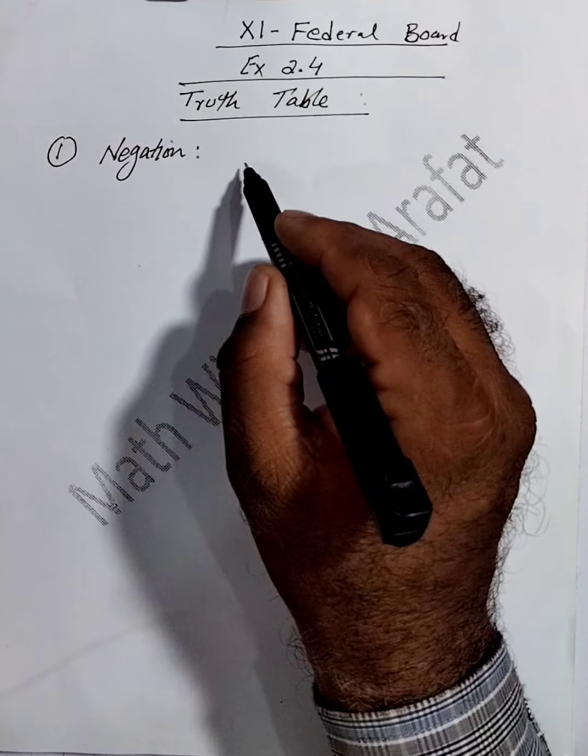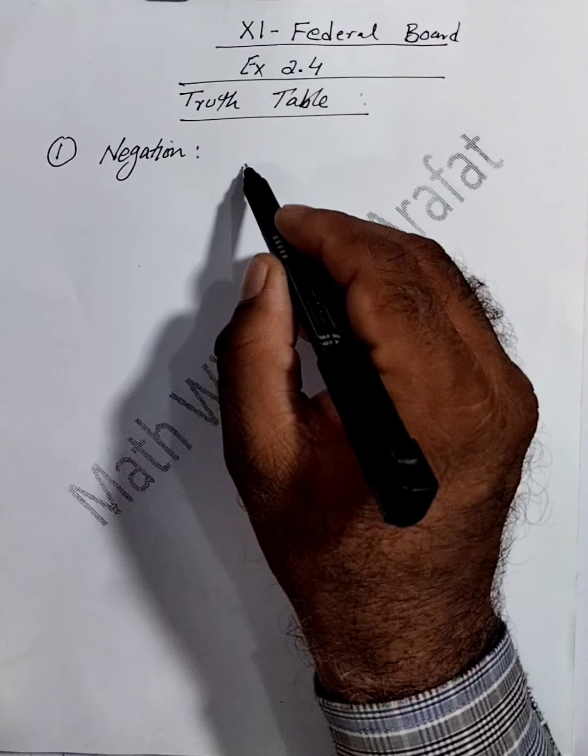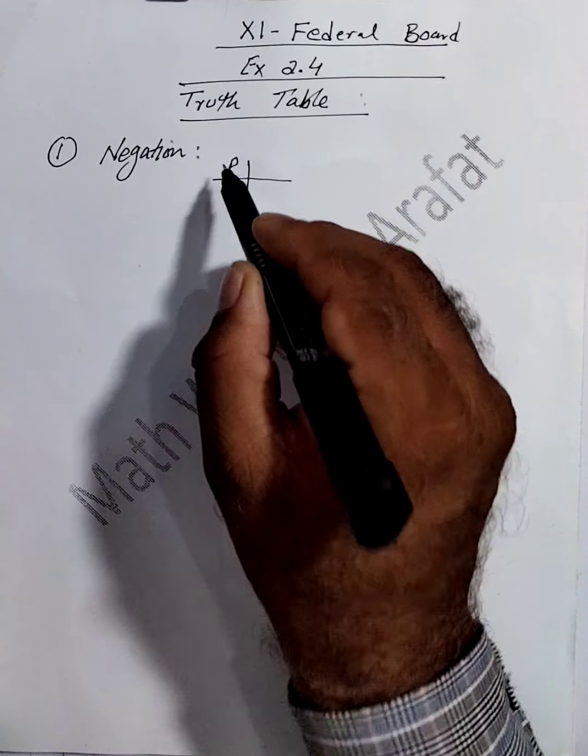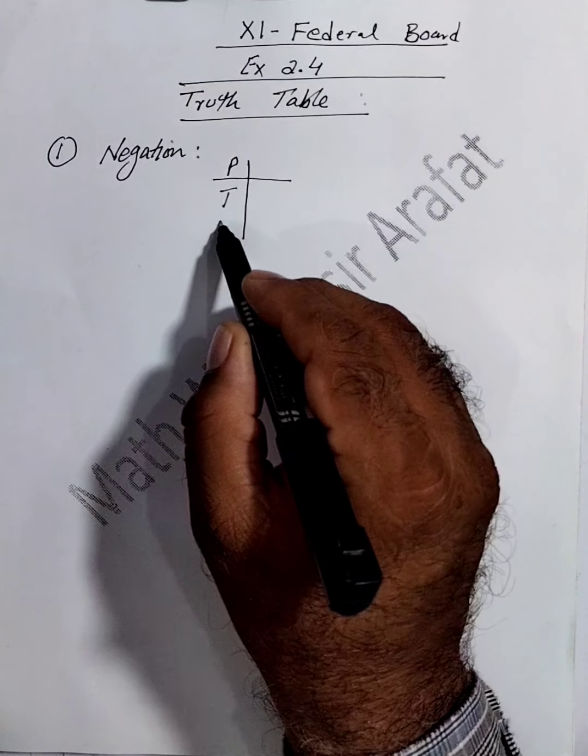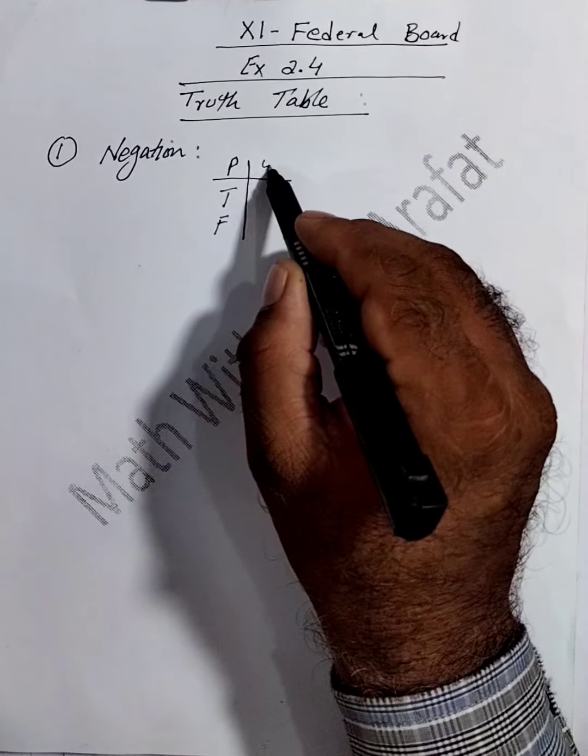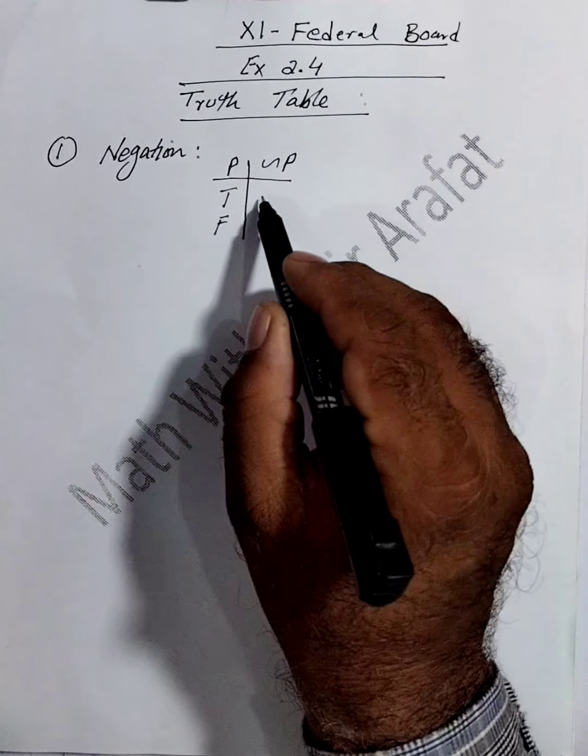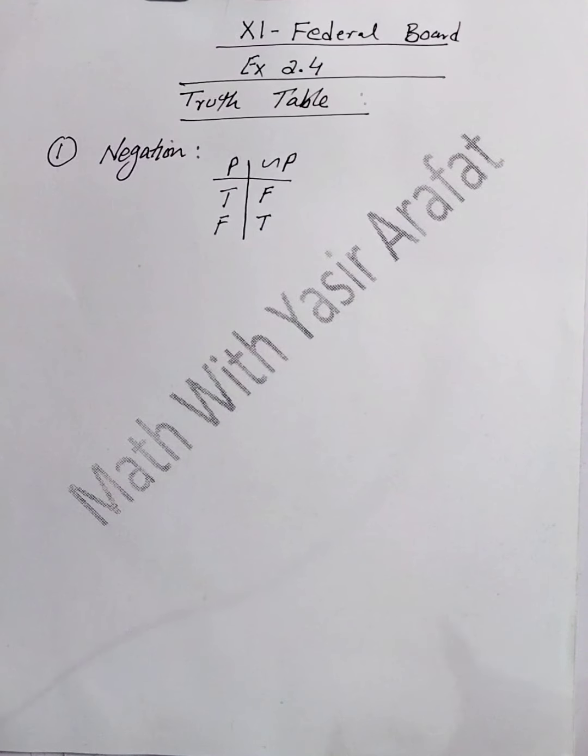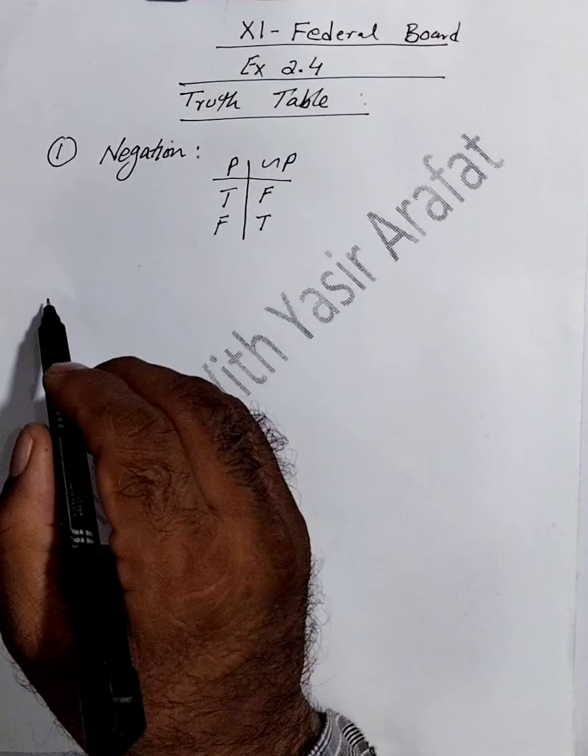Negation means, for example, we have a sentence here, a statement here, P, having two options, true or false. Negation P means true will change into false and false will change into true. So this is called the negation statement.